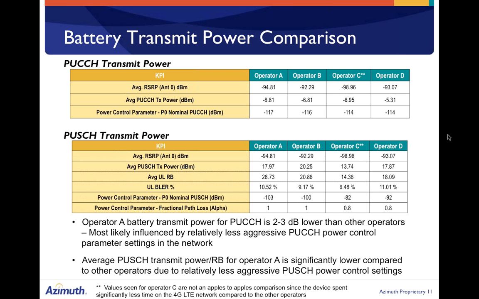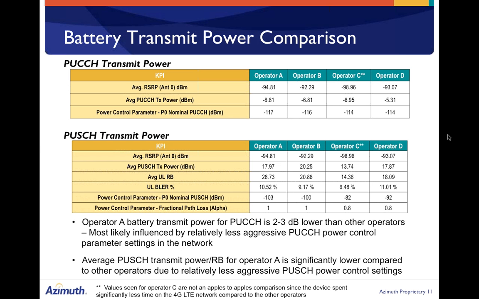And that goes back again to the PO nominal PUSCH setting. So this is another power control setting that influences how the UE transmits power on the uplink. And when you look at the PO nominal PUSCH and the fractional path loss settings of the network, they are about 3 dB lower for operator A compared to operator B.